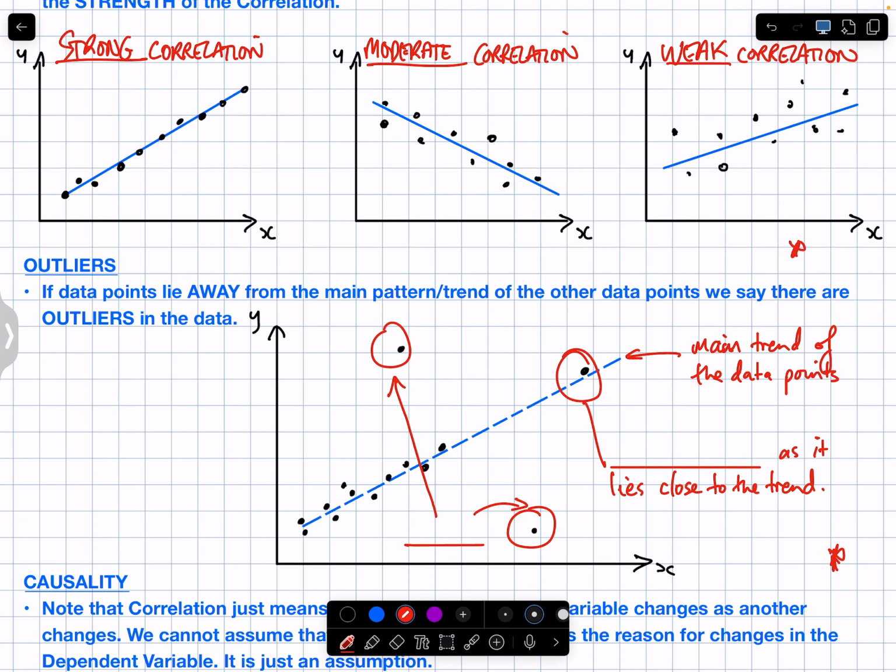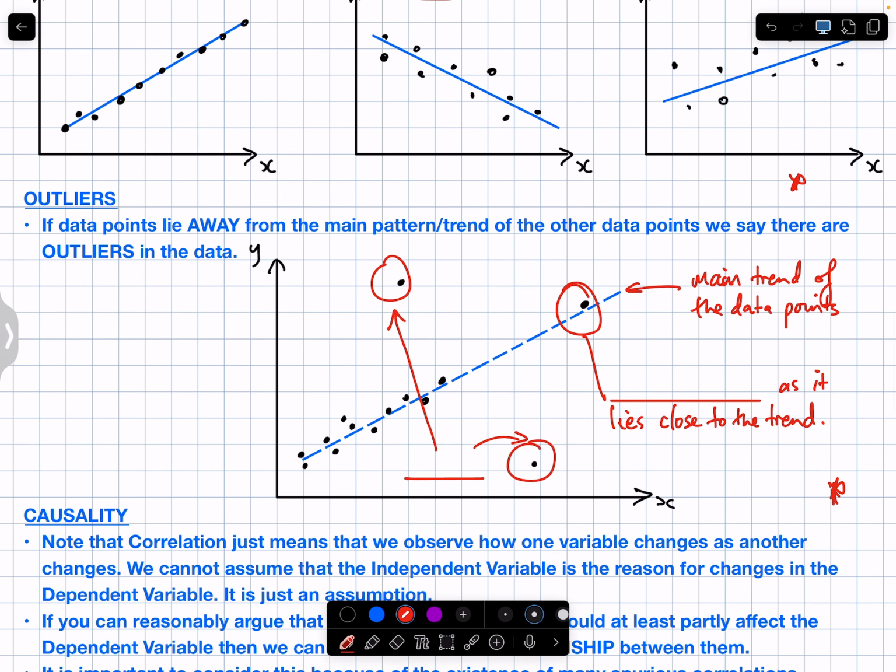Outliers. Hopefully you've heard about outliers previously in science. If data points lie away from the main pattern or trend of the other data points, we say there's an outlier in the data. So, what do you see here? In the bottom left is most of the data. And most of the data tells me that there's going to be a straight line correlation to it. But there's these really far dot points.